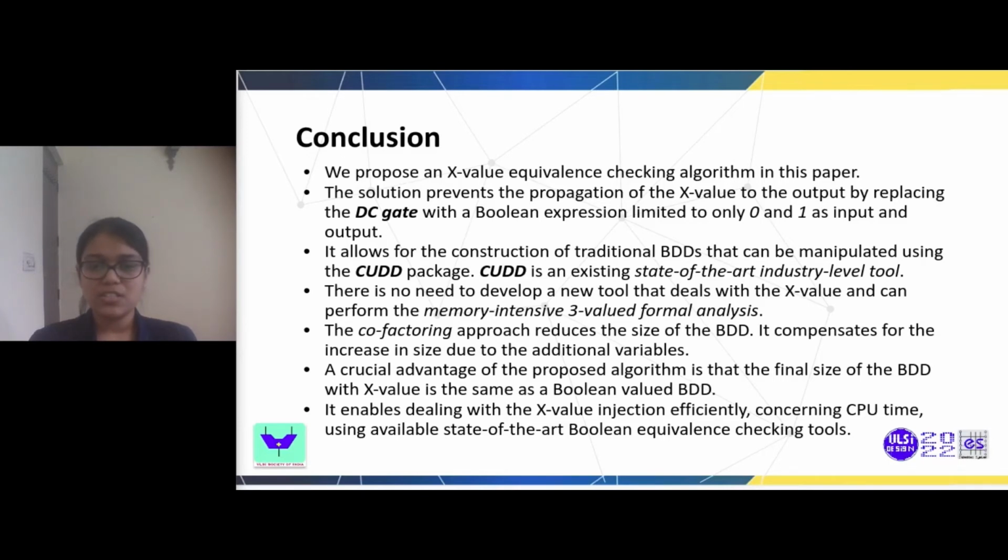A crucial advantage of the proposed algorithm is that the final size of the BDD, considering the X values, is the same as the Boolean value BDD. It enables dealing with the X-value injection efficiently concerning CPU time and checking for equivalence using state-of-the-art Boolean equivalence checking tools.